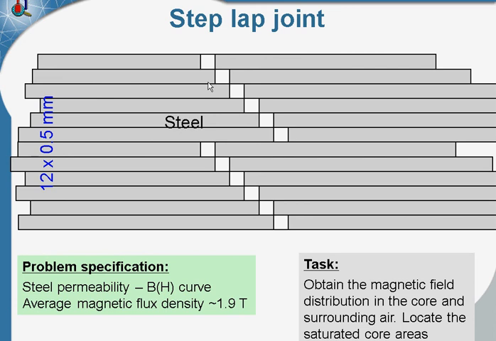And when you connect different parts of the core together, you cannot avoid gaps. To reduce the magnetic resistance of these gaps, the step lap joint was invented.